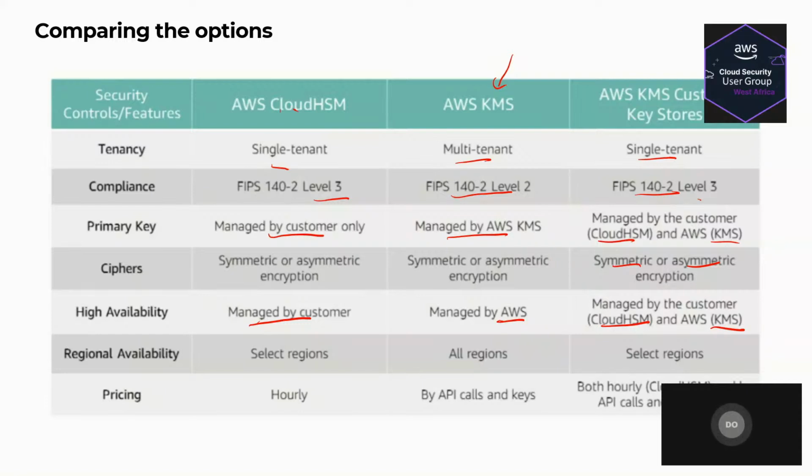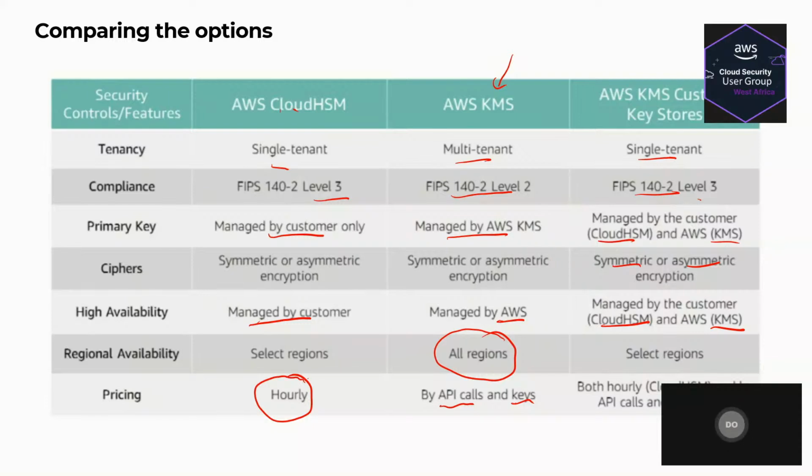In terms of regional availability, so this question was asked earlier, KMS is currently available in all regions, right? CloudHSM is only currently in selected regions. And in terms of pricing, with CloudHSM we pay per hour for the number of appliances that we've implemented. With KMS, we pay for the number of API calls that we're making and the number of keys that we're storing in the key store. And in this case, it's both, right? We pay for the appliances and we pay for the API calls because we're integrating both of them together.